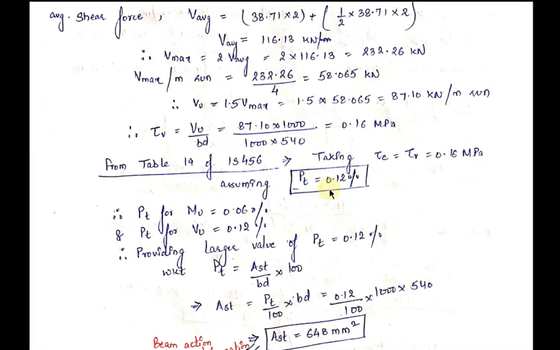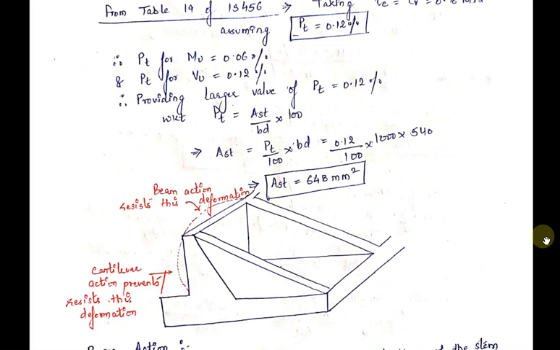the minimum percentage of reinforcement is 0.12 percentage. We cannot go below 0.12 percentage, therefore we will take the value of PT as 0.12 percentage. Therefore, we found out the value of PT for Mu as 0.06 and PT for Vu as 0.12 percentage. We will take the maximum of these two values. The maximum value is 0.12 percentage, therefore providing the larger value of PT equal to 0.12 percentage. Now we know that the formula for PT is equal to Ast upon bd into 100. After putting the values, I get the value of Ast equal to 648 mm square.